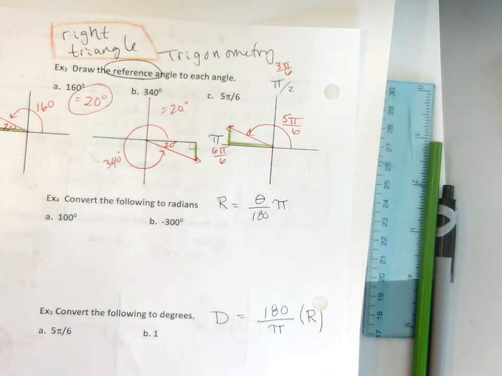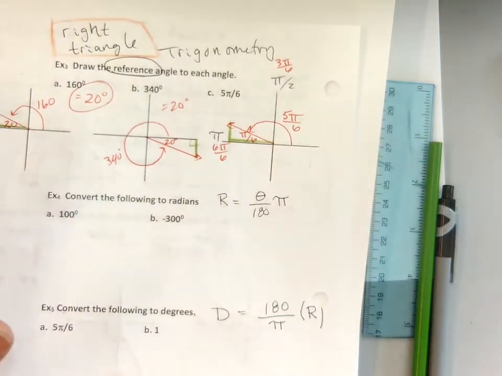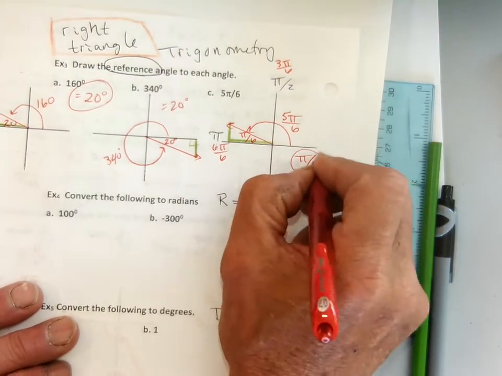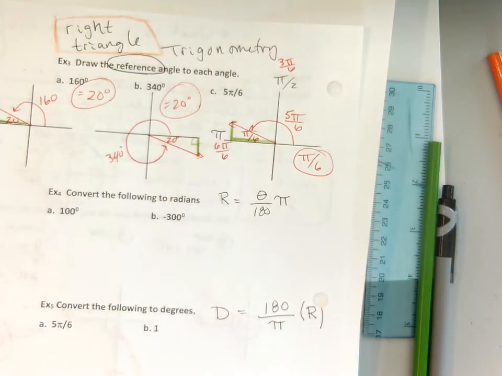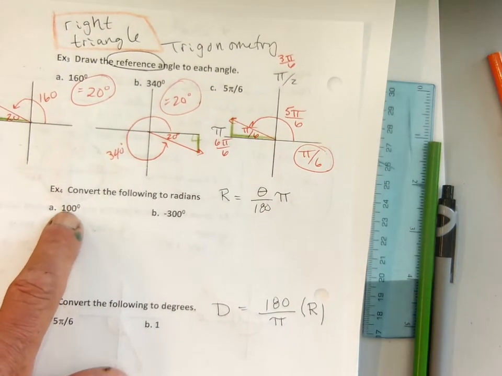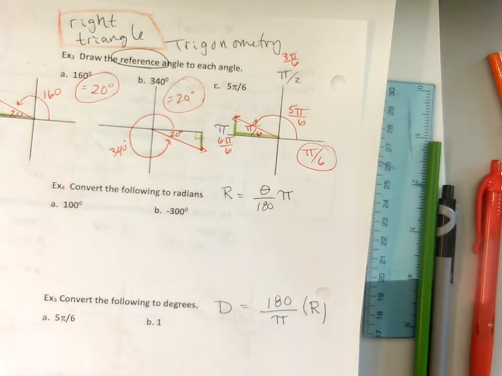So what's left over is pi/6. That's my reference angle, pi/6. It doesn't look like an angle, but it's an angle, okay? Now, if degrees and radians are the same, then 100 degrees is one name of an angle, and it should have a radian as well. So there's a really easy conversion here.